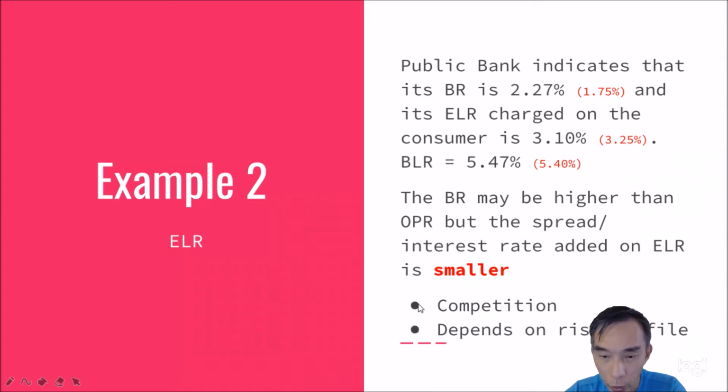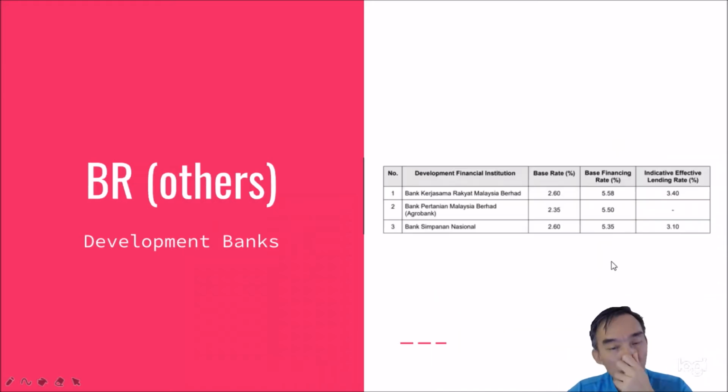So due to competition, and depending on the risk, this is for development banks, which are not the same as commercial or merchant banks. So the base rate is different, 2.6, 2.5, effective lending rate 3.4, 3.1. Now all the effective lending rates are around 3.1 to 3.5, depending on the types and amount that you are making a loan.